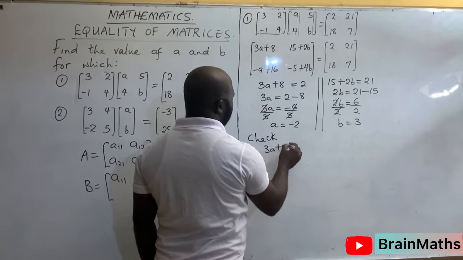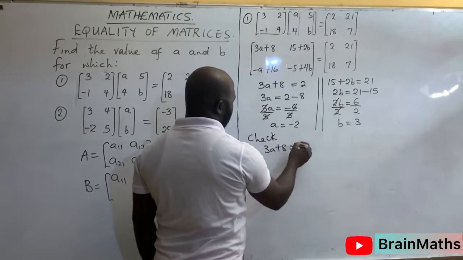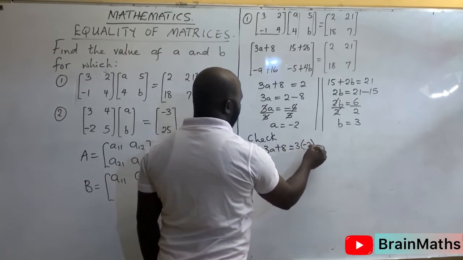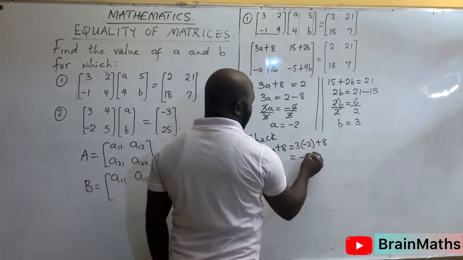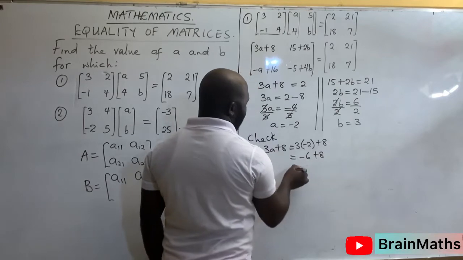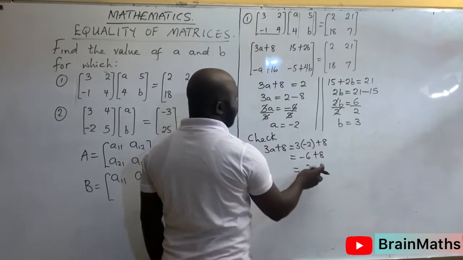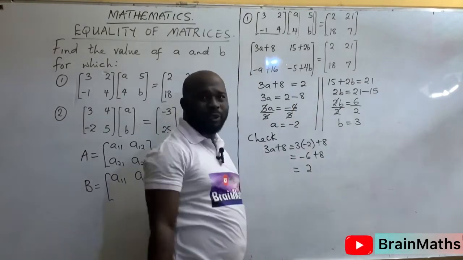3A plus 8 becomes 3 times -2 plus 8. And 3 times -2 is what? -6 plus 8. -6 plus 8 is what? 2, which is actually what we have on that side.